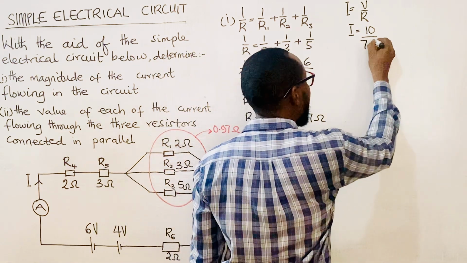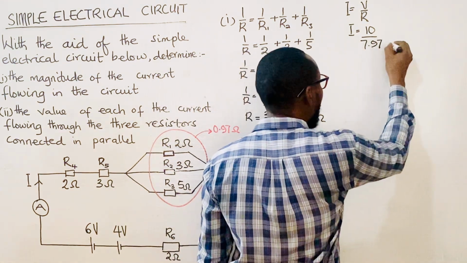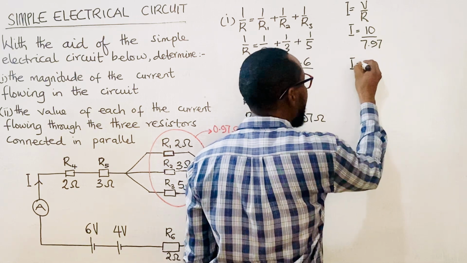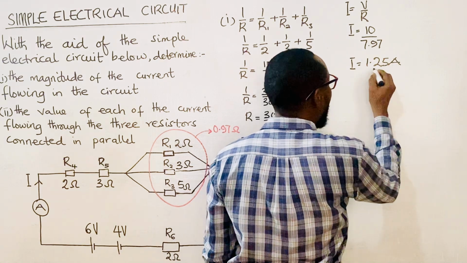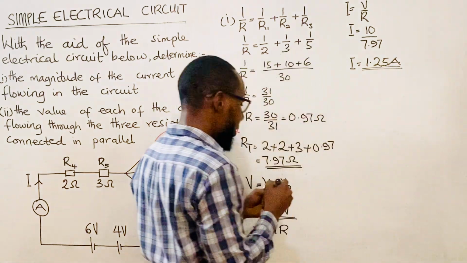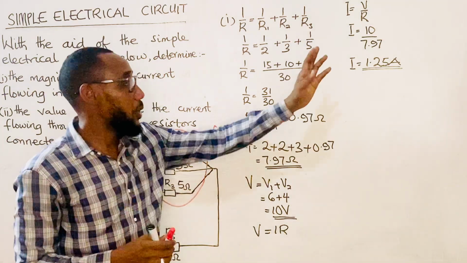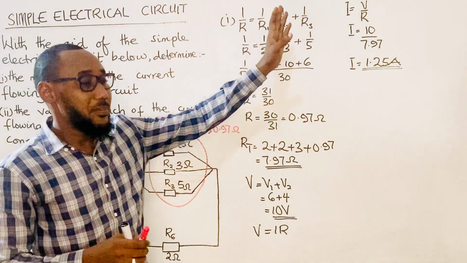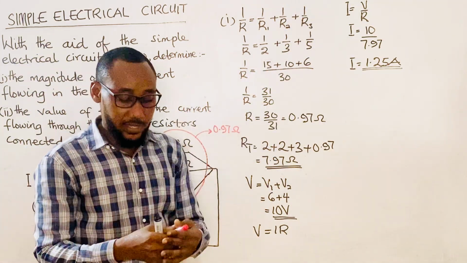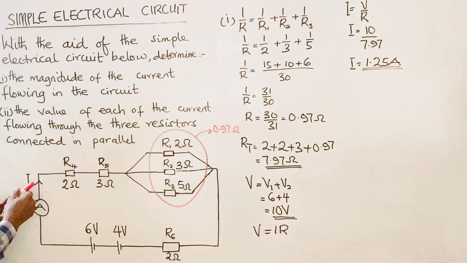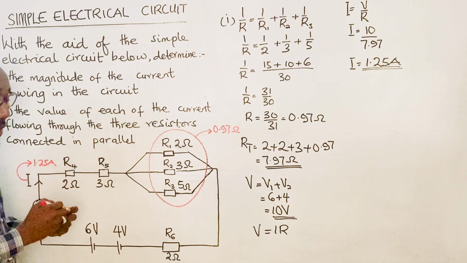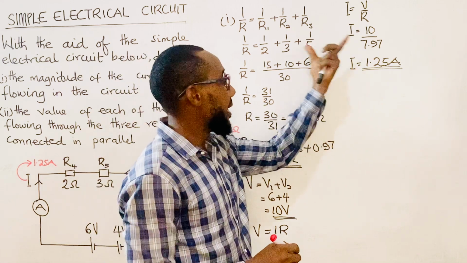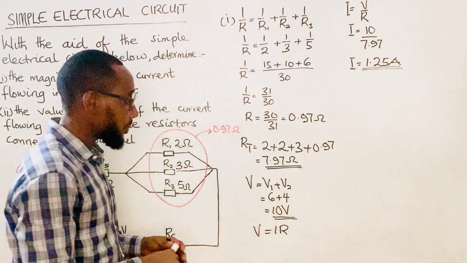I have 7.97 ohms. So what does that give me? That gives me 1.25, right? So I have 1.25 amperes. 1.25 ampere is the current that is flowing in the circuit. So this current that is flowing in the circuit, the value is 1.25 ampere.